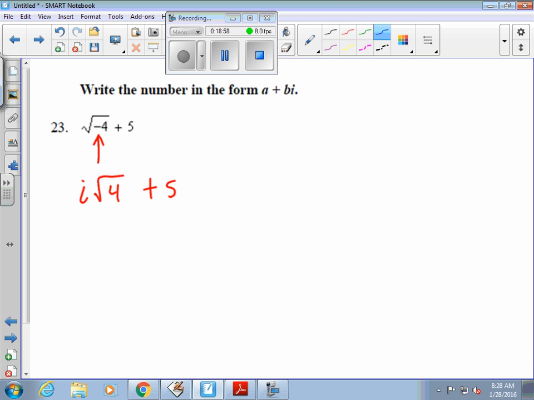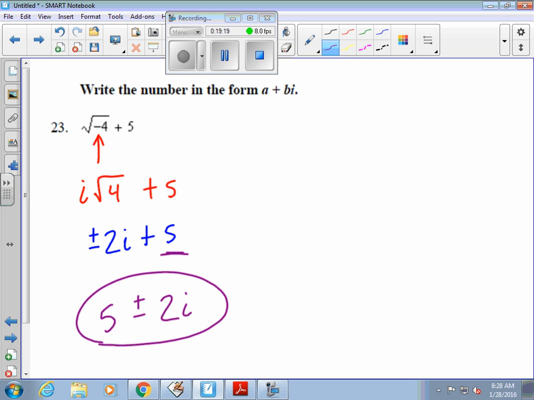It says the square root of 4, which is both 2 and negative 2. So 2 and negative 2 is multiplying by i. I just changed the order right there. Plus 5. It tells us to say a plus bi. So a's value in this case is 5 plus or minus 2 times i.